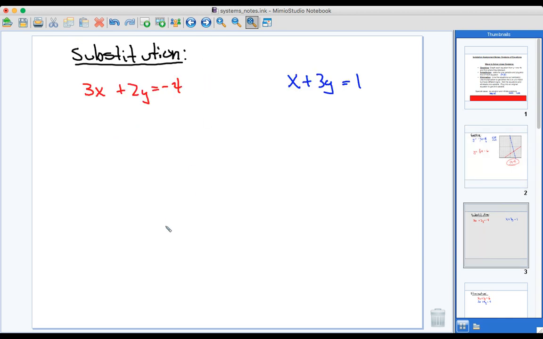Then we moved on and we talked about substitution. Substitution, a lot of times, it helps to go left and right. Well, it looks like I'm going to have to do this in two parts, so hang on right there.